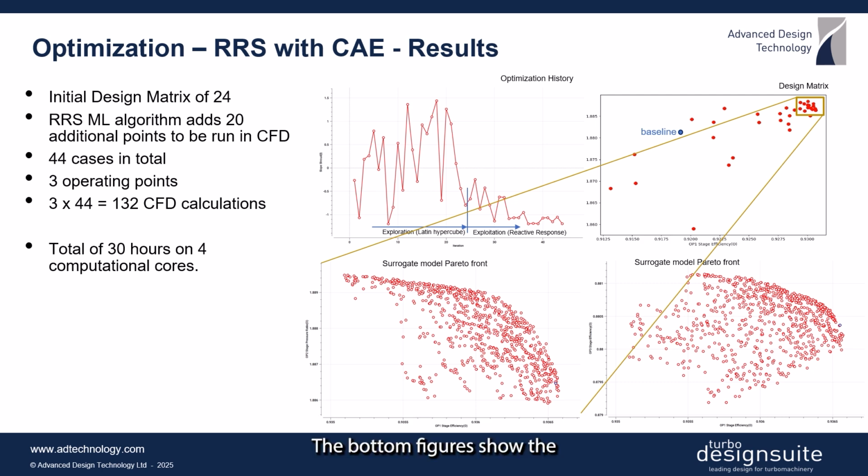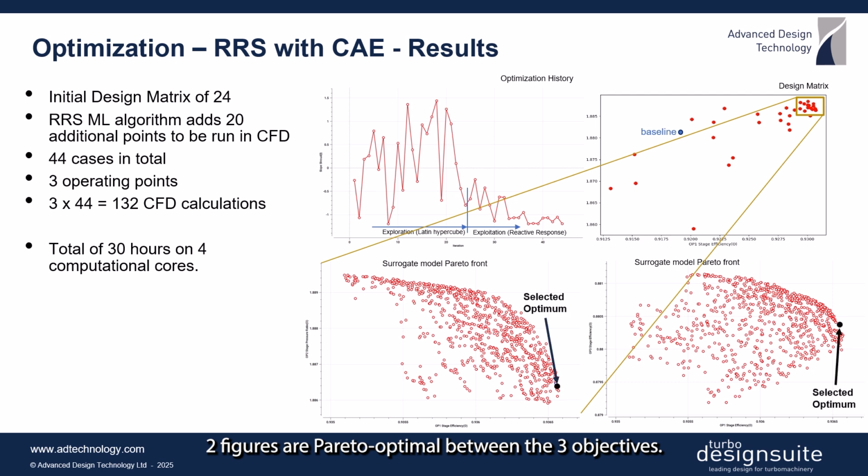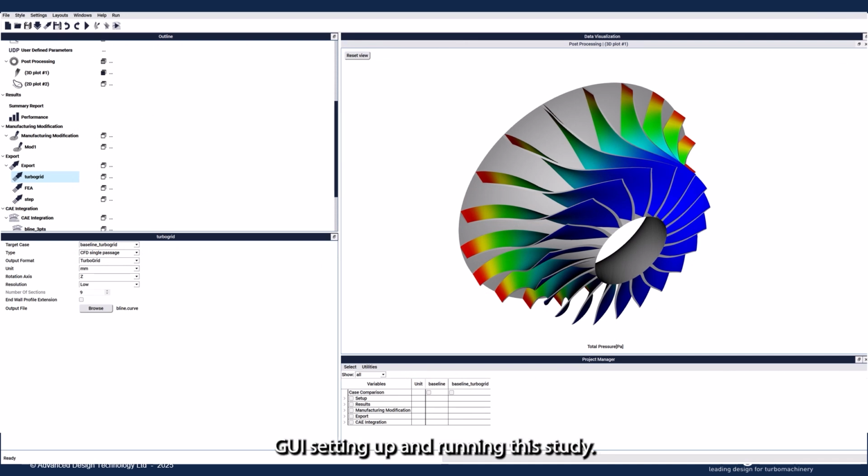The bottom figures show the Pareto front constructed by the reactive response surface method. A reminder that we are looking at a 3-dimensional Pareto front in a 2-dimensional plot. All the points shown in the bottom 2 figures are Pareto-optimal between the 3 objectives. So we can select an optimum design from this front. Now let's take a look at the TurboDesign1 GUI, setting up and running this study.